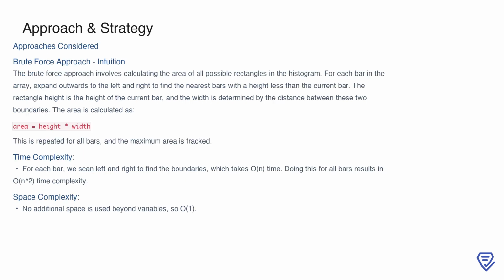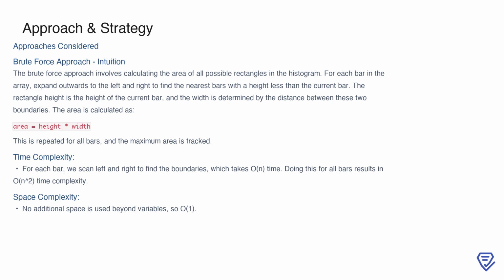To start, let's consider the brute force approach. The intuition here is straightforward. For each bar in the histogram, we try to calculate the area of the largest rectangle that can be formed using that bar as the height. To do this, we expand outwards from the current bar, checking both to the left and the right, until we find the nearest bars that are shorter than the current one. These boundaries define the width of the rectangle, while the height remains the same as the current bar. The area is simply the product of the height and width. We repeat this process for every bar in the histogram, keeping track of the maximum area encountered.